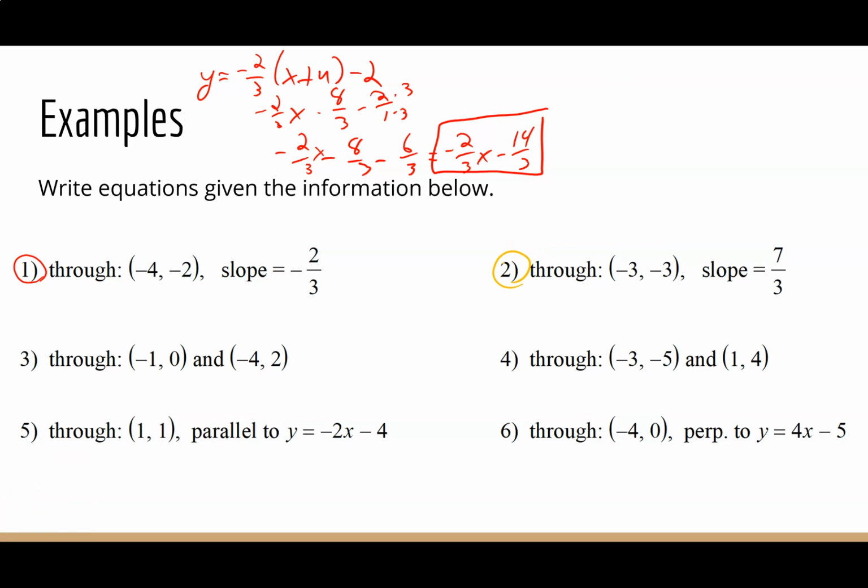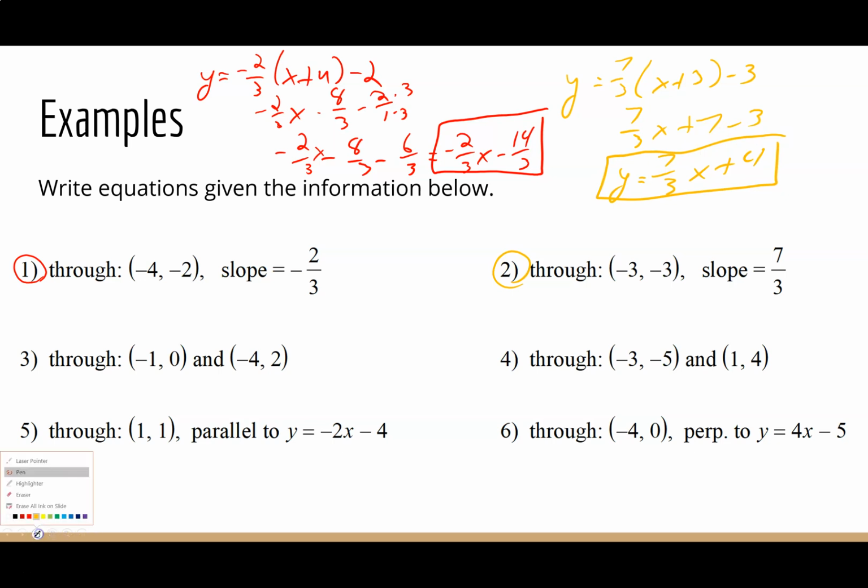So once again, we have our slope, we have our point. So y equals 7/3 slope, x plus 3 minus 3, to distribute the 7/3, 7/3 x. 7/3 times 3 is 7 plus 7 minus 3, so 7/3 x plus 4. So that one's a little bit easier because the fraction canceled out on the y-intercept.